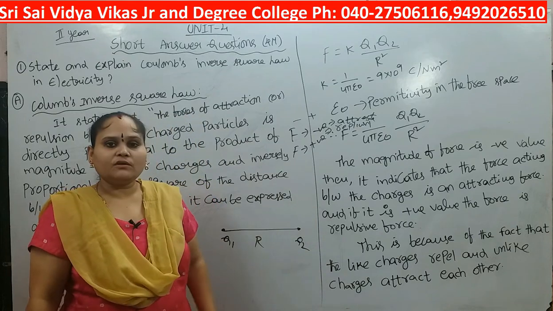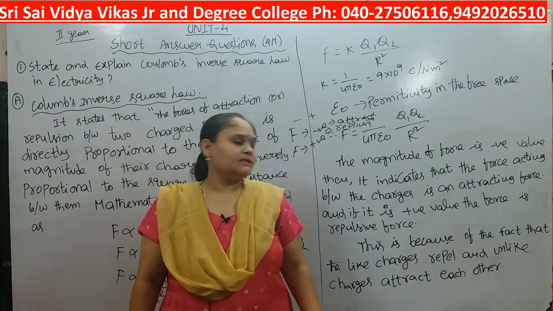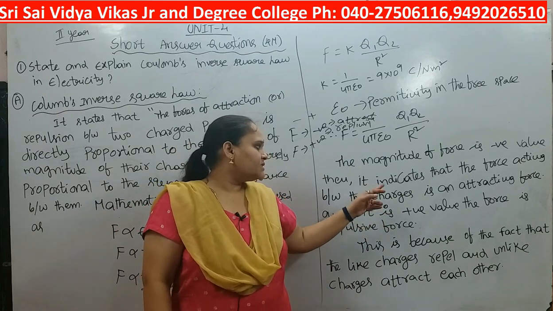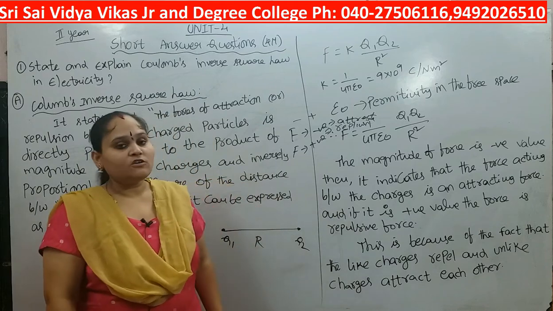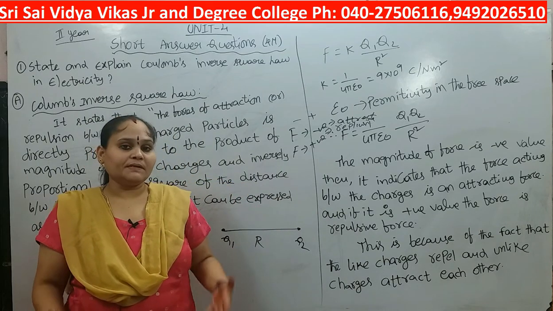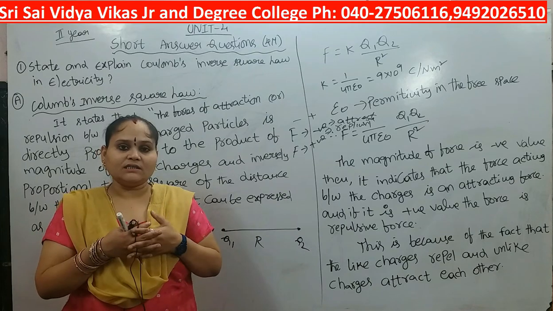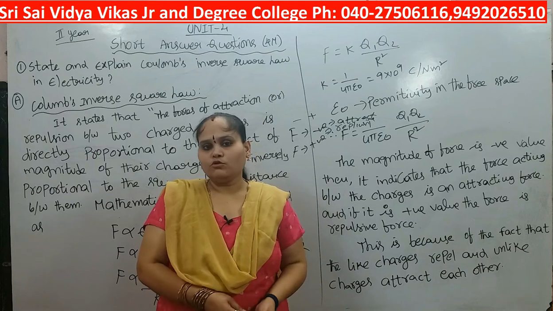If the magnitude of force is negative, the force is attractive, indicating the force acting between the charges is attracting. If the value is positive, it is repulsive. Repulsive force acts between like charges, and attractive force acts between unlike charges. That is Coulomb's inverse square law.